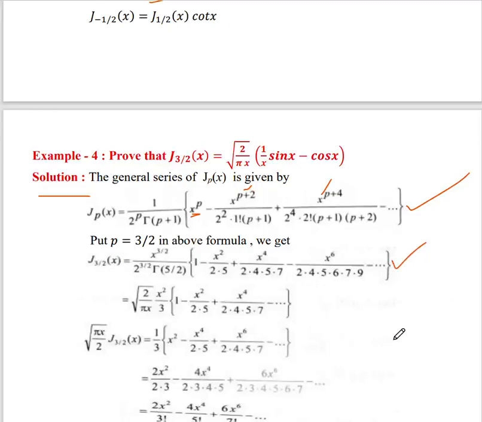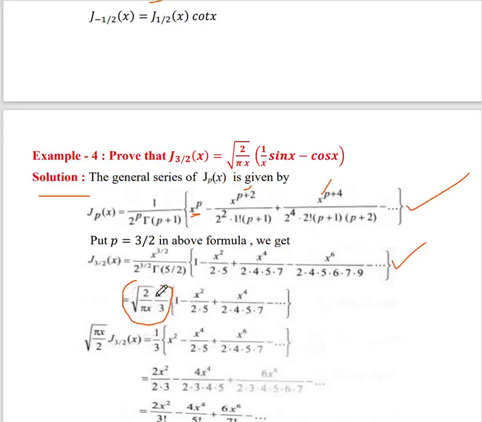Okay, so putting the values of p in this term and solving, we will get these types of terms. Now we know that gamma of 5 by 2 means, after solving this, so this is x to the power 3 by 2, okay, and 2 to the power 3 by 2, so this can be written in this way.